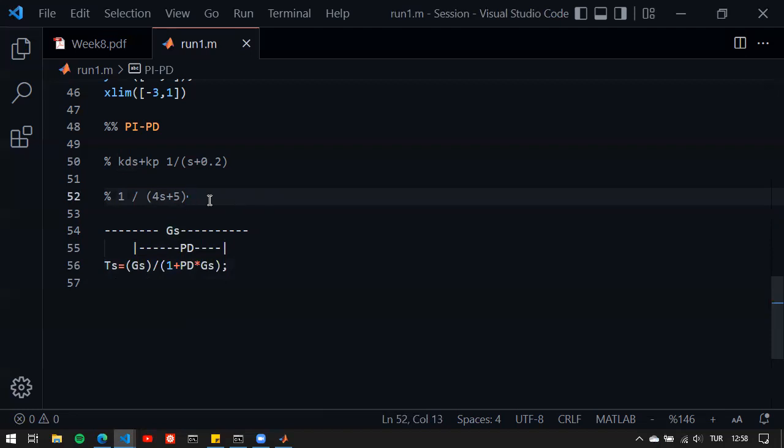Which is, in terms of poles and zeros, very helpful, because we don't have to deal with the zero itself. It's not present anymore. We don't have it anymore.